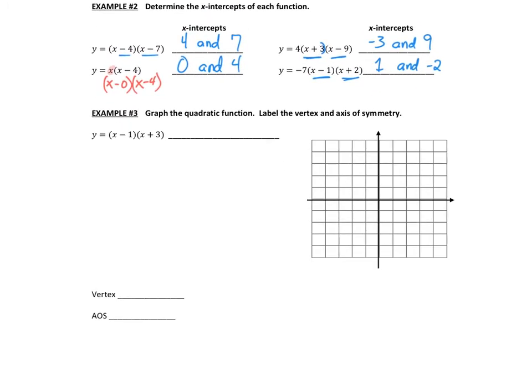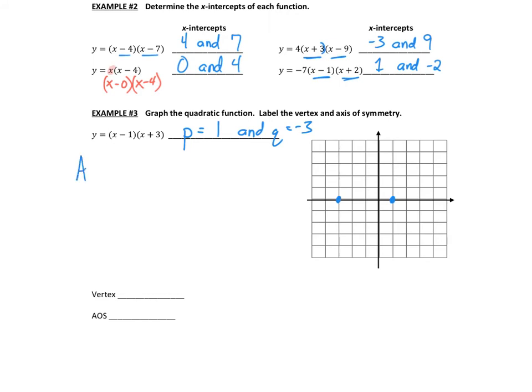Okay, how does this help us? We're going to show you how we can graph with this. So if we have our equation, y equals x minus 1 times x plus 3, just know that our p-value is +1 and q is -3. Those are the x-intercepts. So that means it crosses the x-axis at +1 and -3. Okay? So we can put those right on the graph.